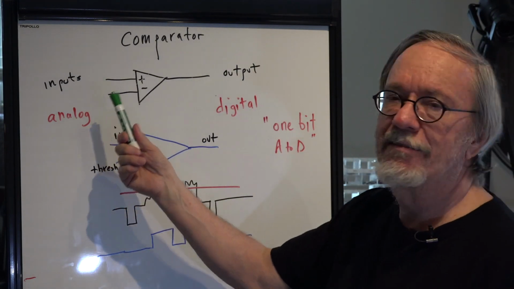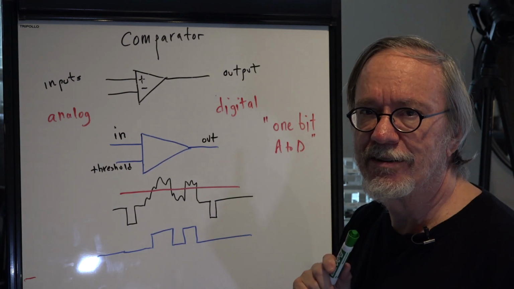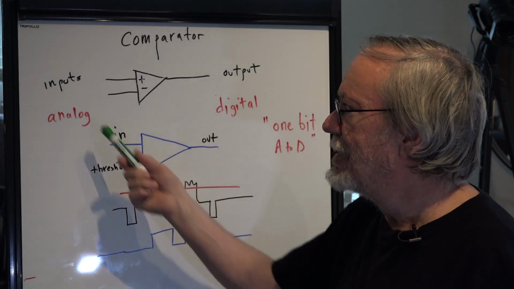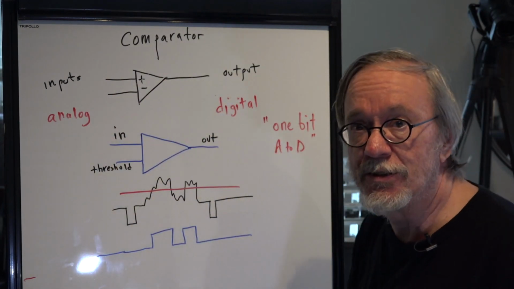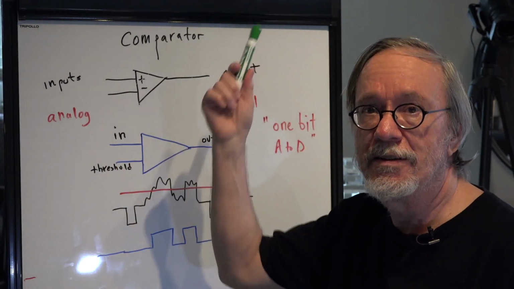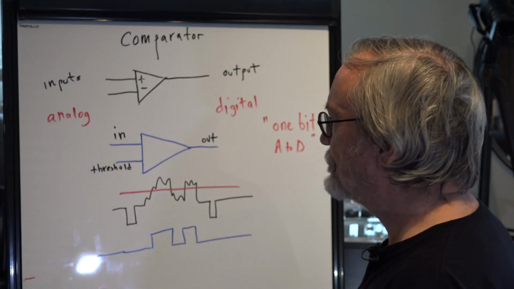You could think of a comparator as an analog to digital converter, if that means anything to you. The signals coming in are up, every which way. The output is digital. Yes, no, 1, 0, period. That's all you get. Useful for certain things.